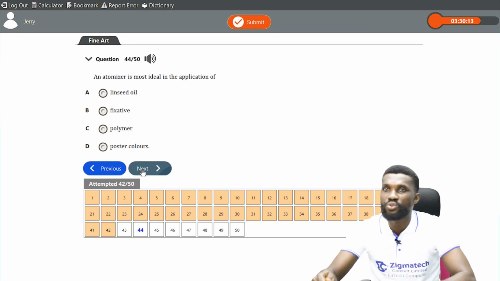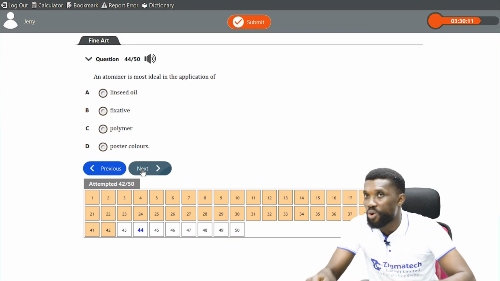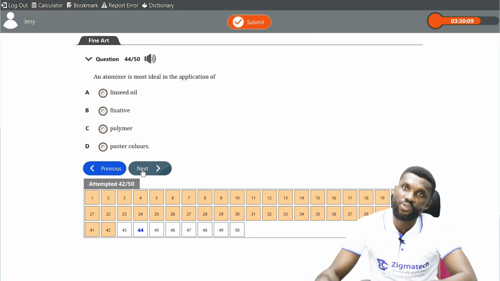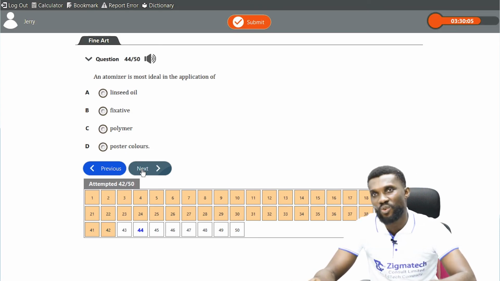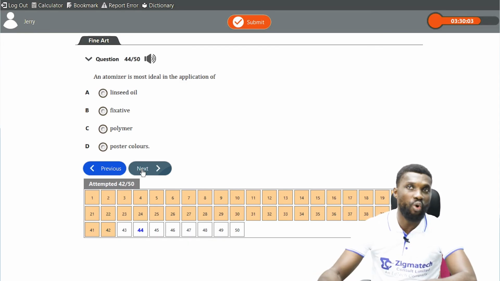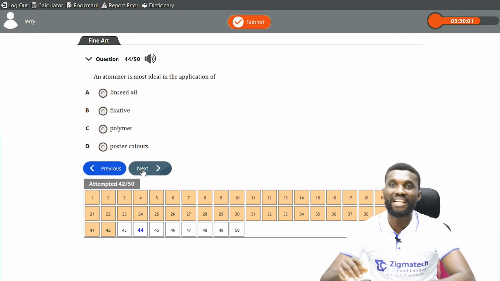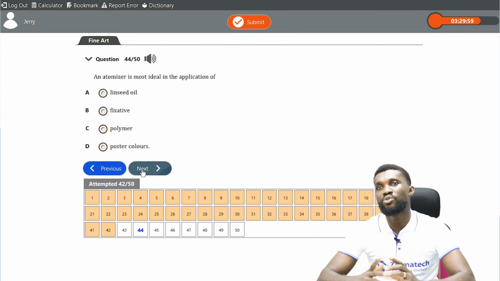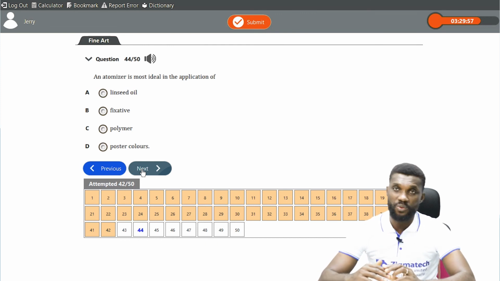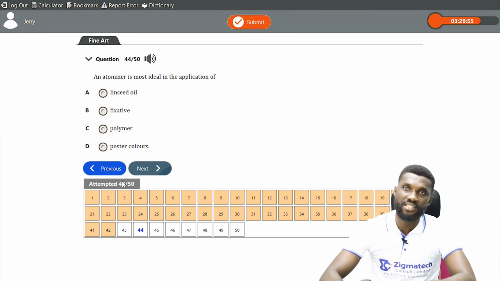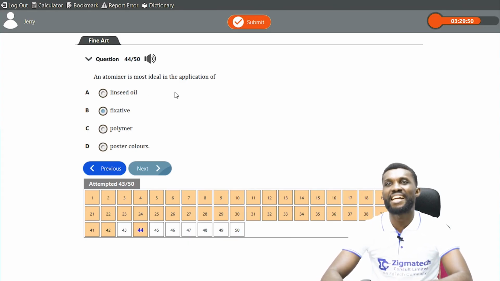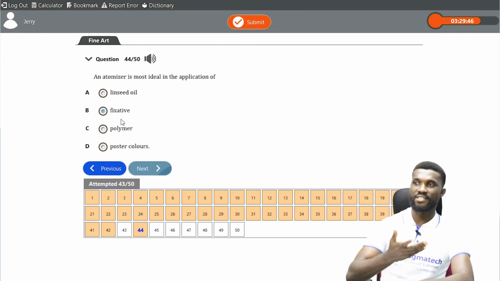Linseed oil is used to mix oil color. They are solvents. We use them to mix oil color. So the atomizer does not necessarily need the linseed oil. Is it polymer? No. Or is it the poster color? No. So rather it is about fixative. We use the atomizer with the fixative. So it is perfect with the fixative. So an atomizer is most ideal in the application of what? Fixative. Now what is fixative?